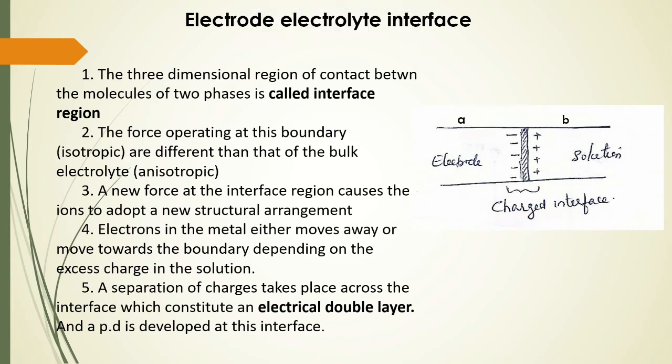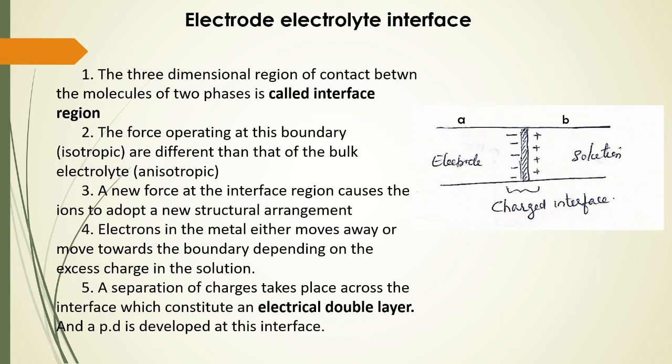Let's take a look at the term electrode-electrolyte interface. For that, consider a system like an electrode immersed in an electrolyte or a solution. We can consider this system as two separate phases, A and B. The molecules in the nearby region of the point of contact between A and B and the molecules in the bulk region will have completely different environments.